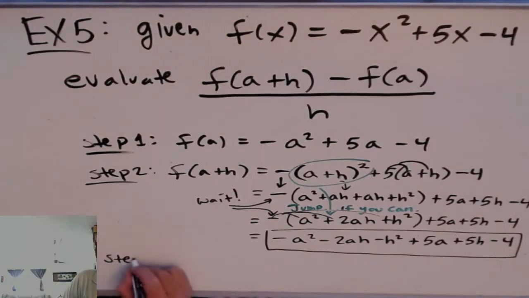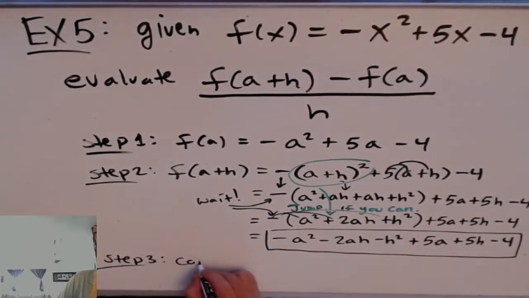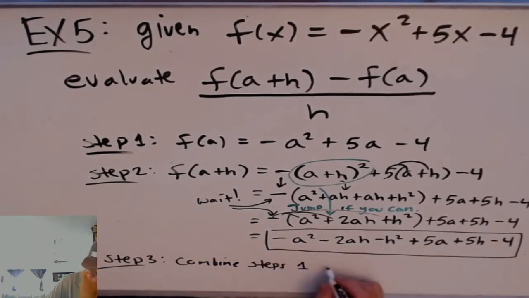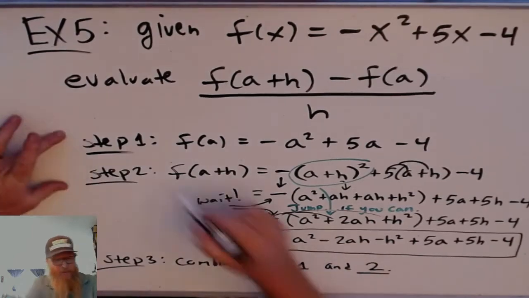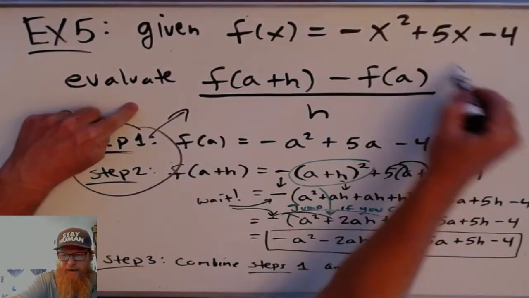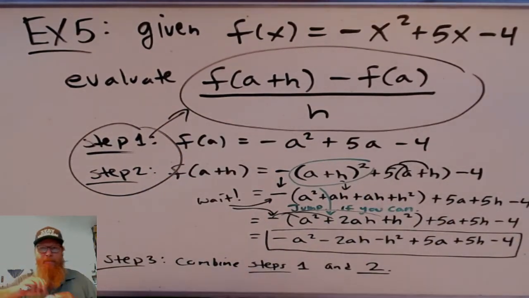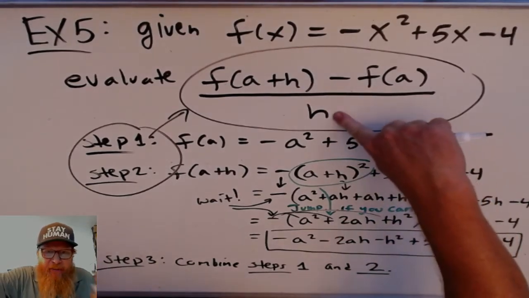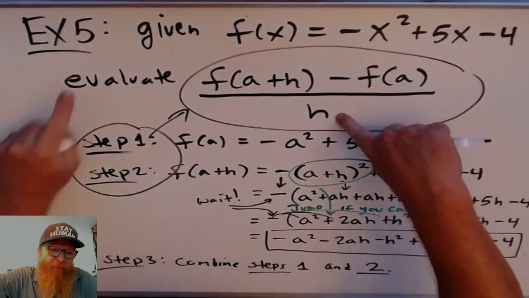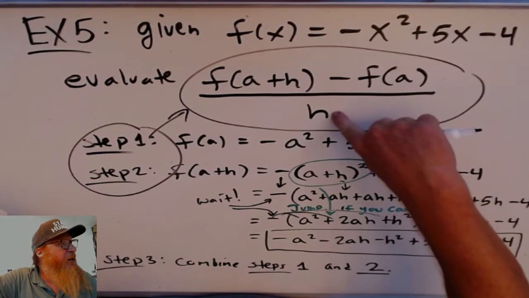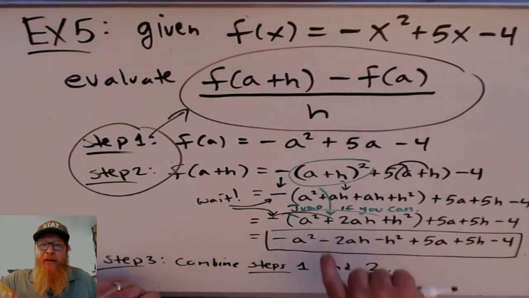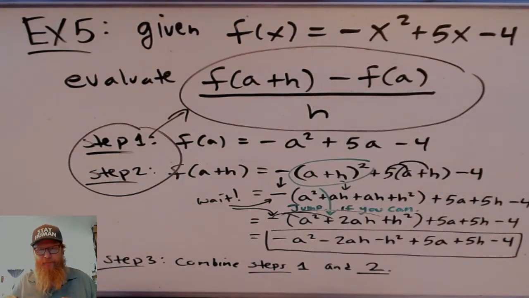Step 3, combine steps 1 and 2 using this recipe that we just did. The only thing different is now this has a divisor. The last example, example 4, did not have a divisor, but example 5 has a divisor.